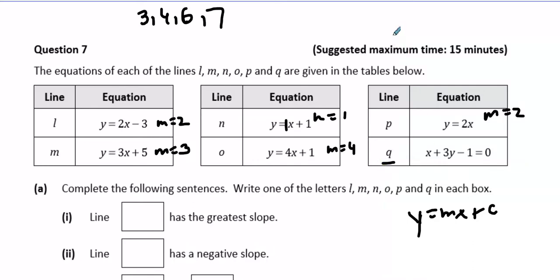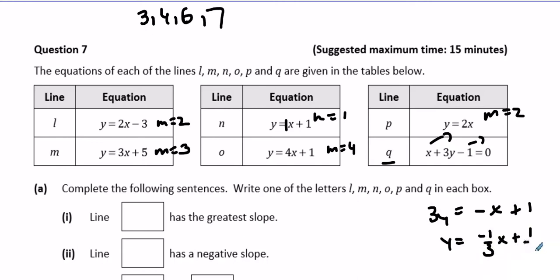Q is going to be, get y on its own. So we're going to have 3y equals minus x plus 1. Divide both sides by 3, y equals minus 1/3 x plus 1 over 3, and this is a slope of minus 1/3. So which has the greatest slope? The greatest slope would be 4, which is O. Which one has a negative slope? I think we figured out that line Q has a slope of minus 1/3.